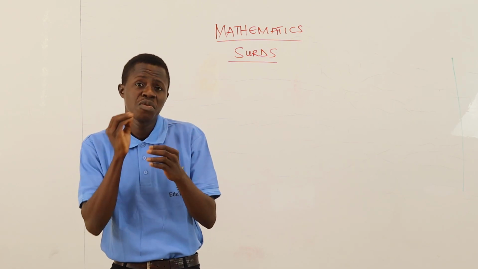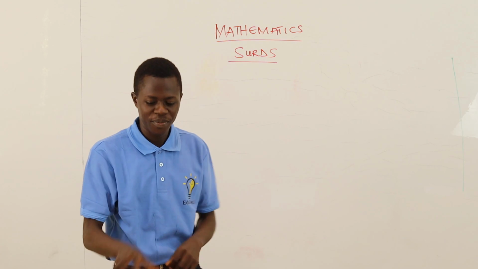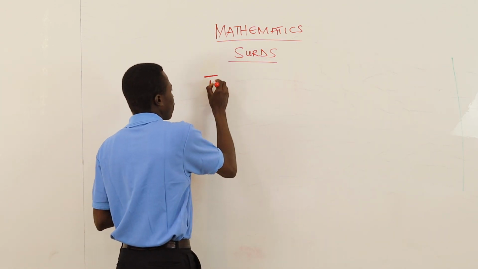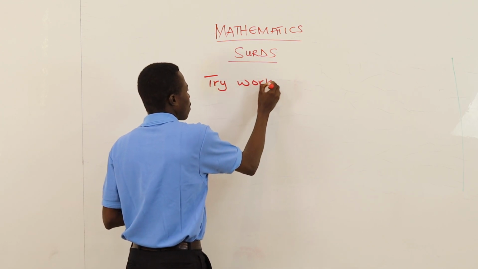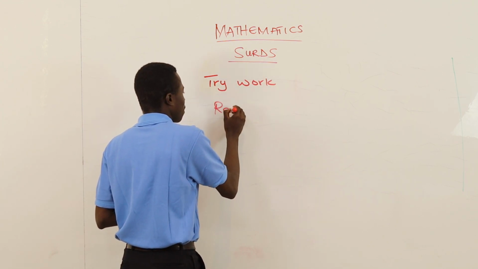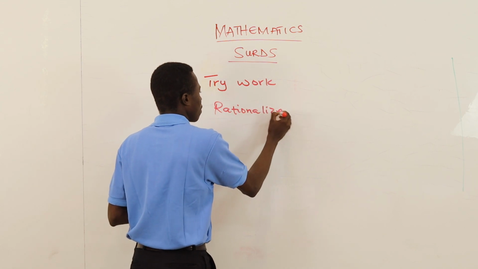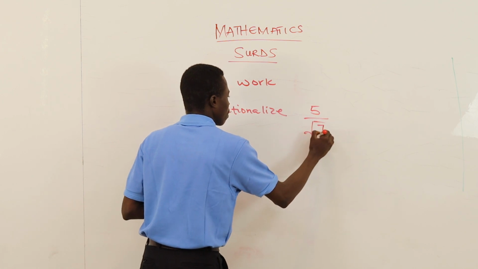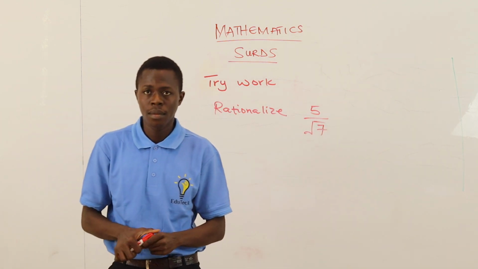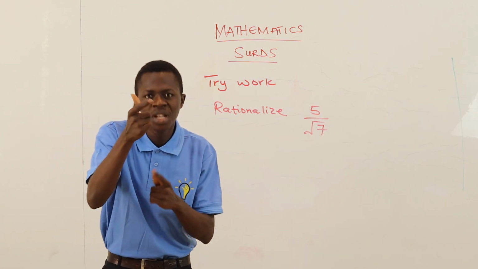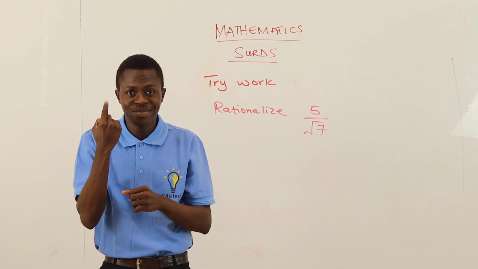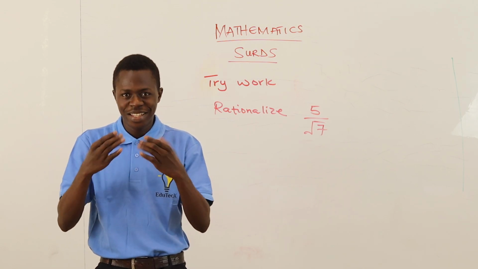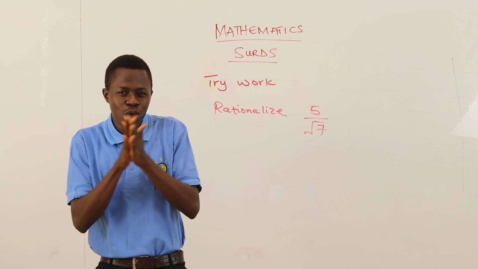So now I wish to give you a trial example for you to do on your own. If you are maybe free at home, then you can do that whilst you are home. So this is our try example or our try work. Rationalize the expression 5 divided by the square root of 7. So try your hands on this particular example.